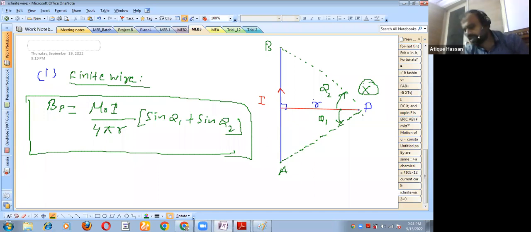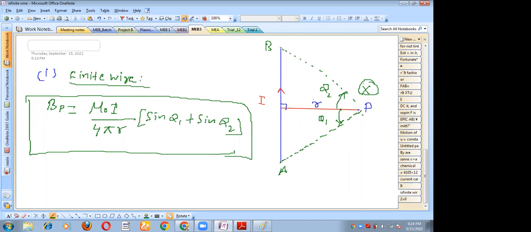This can be derived using Biot-Savart law, but there is no need to derive it for a competitive exam. We will end up with this result, and mostly this result will be used. Getting my point? So this is the value of the magnetic field at point P due to a finite current carrying wire having current I. Any doubt? So this formula you have to remember.